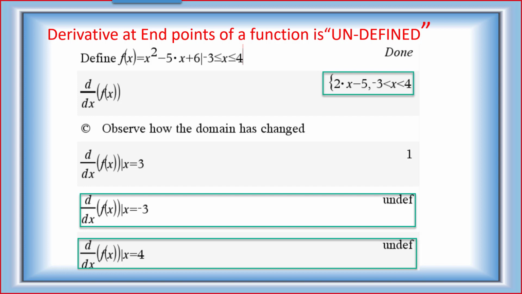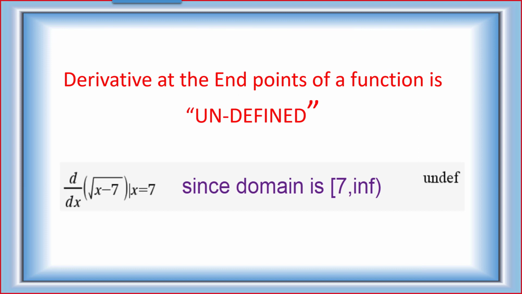You can put any function. For that matter, I'll give you a square root function here where the domain is determined automatically. So we've got a square root function, x minus 7. We are finding the derivative at x equals 7 because the function starts from 7 and the domain is from 7 to infinity. 7 is included, but when we find the derivative, it says undefined. So just be careful with that. The derivative does not exist at the endpoints. You can actually try any function.